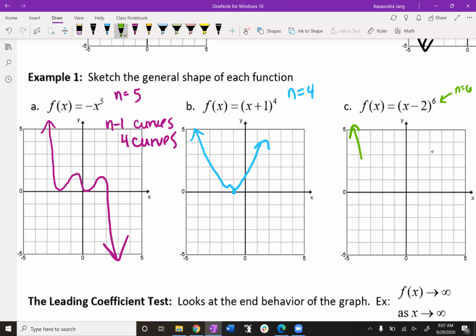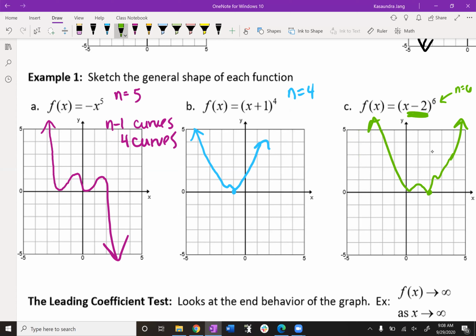There is no negative here, so both going up. At the very least, I know that both ends are going to go up. And then let's see what happens in the middle here. My n minus 1, so in this case, 6 minus 1 would be 5. I'd have 5 little curves. These would be really little because all I have to do is shift. I'm going to shift to the right by 2. I know I've got to hit this point 2, 0. So it's going to go like 1, 2, 3, 4, 5 curves.